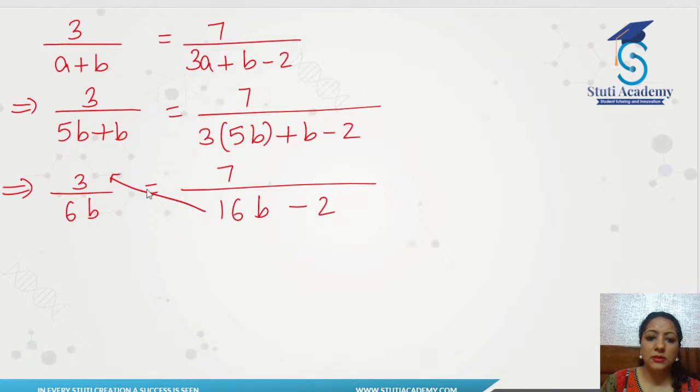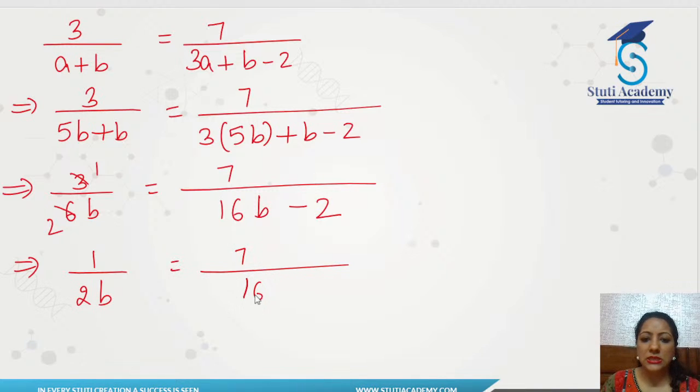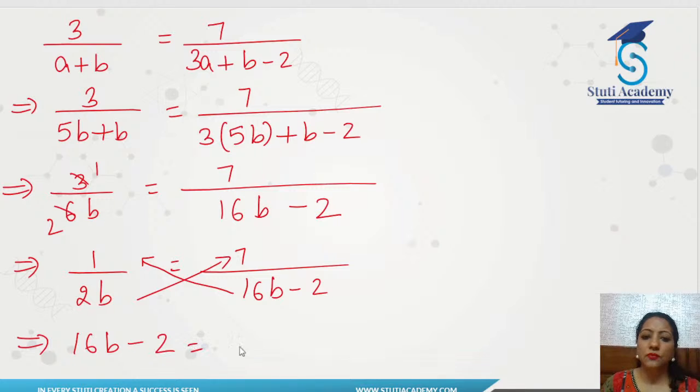Now let us multiply here. In fact, before we multiply, we can make things easy for us. We can cancel out this, 3 upon 6b, and once the numbers are small, that makes the calculations easy. That's 1 upon 2b is equal to 7 upon 16b minus 2. Now we are cross multiplying. We'll get 16b minus 2 is equal to 14b.